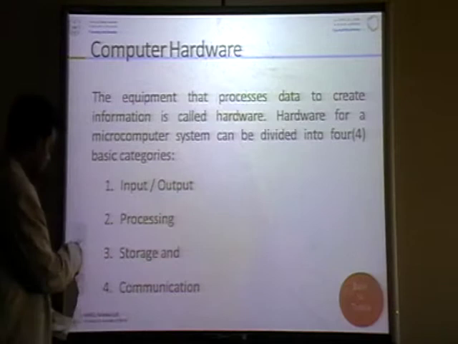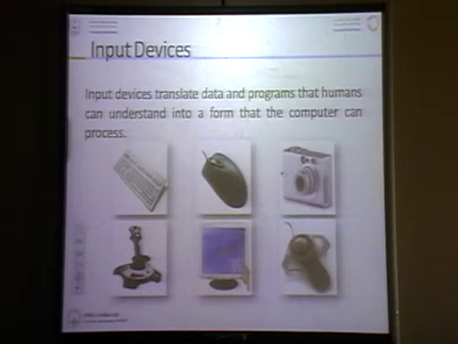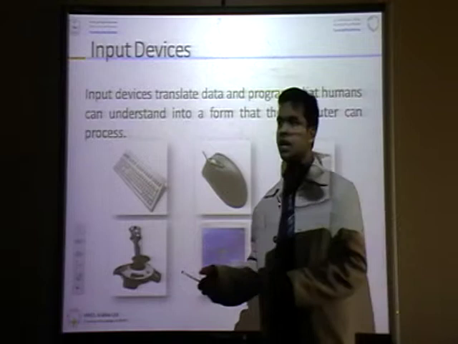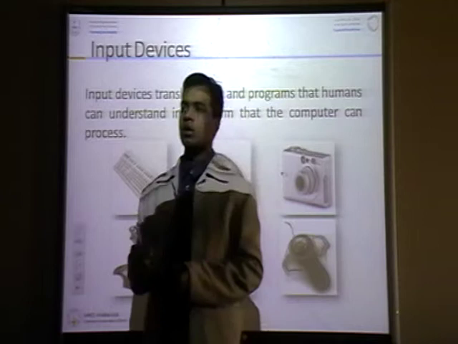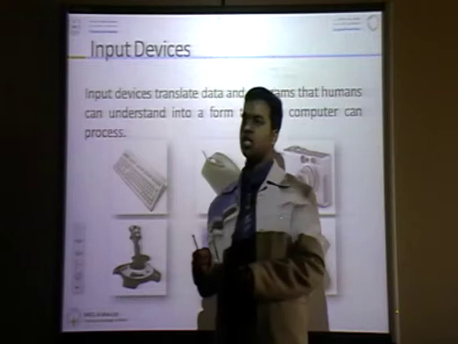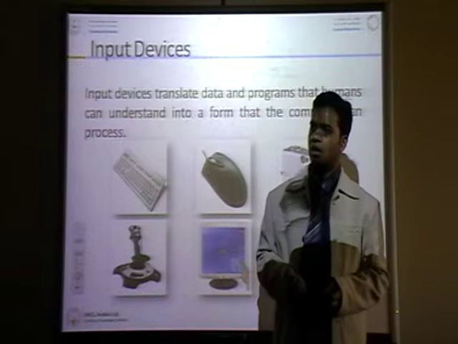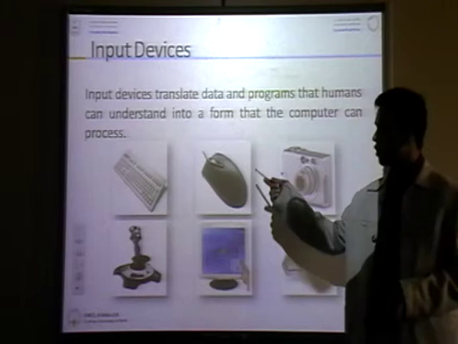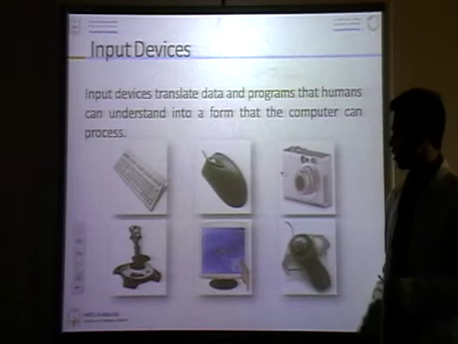Now you tell the name. First one, keyboard. Next, mouse. Next, camera. Joystick, to play game. This is for playing game. For example, you are playing any game. Joystick, J for jug, J for jet. You can see in any game. And this is screen, touch screen. This is a track ball similar to mouse, same work as mouse. Its ball is on top. Okay, this is an input device.